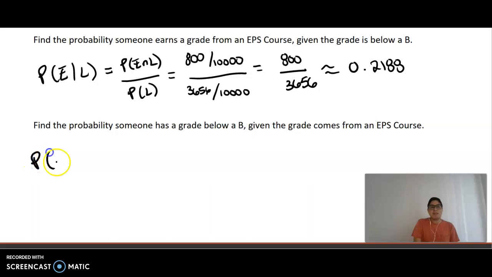All right, so let's try this one now: find the probability someone has a grade below a B, given that it comes from EPS. Now, again, the numerator is both, and it doesn't matter if it's L and E or E and L.